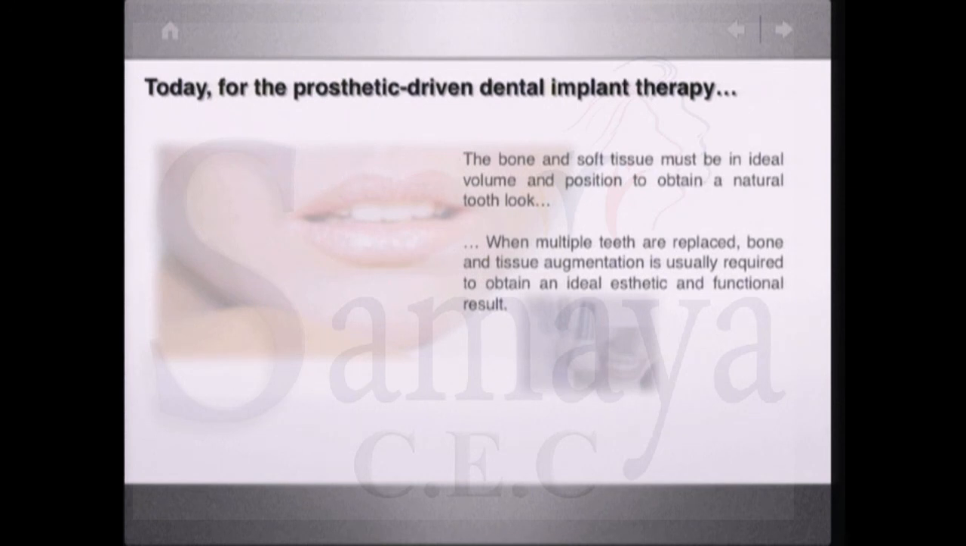When we have multiple teeth to be restored, we can use techniques to augment both bone and soft tissue to get the most aesthetic look.